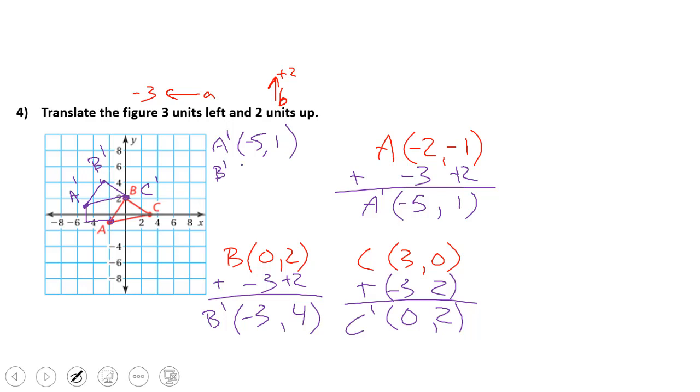So again, B prime is going to be at -3, 4. And C prime is at 0, 2. And it all matches up. You might want to pick up your pencil, write this one down, and then meet us on the next example.